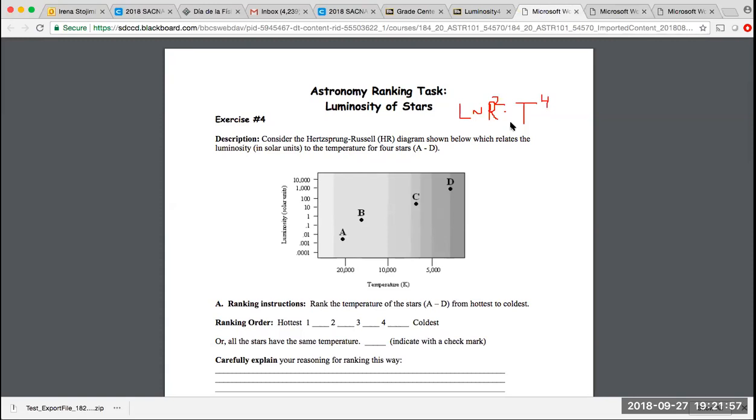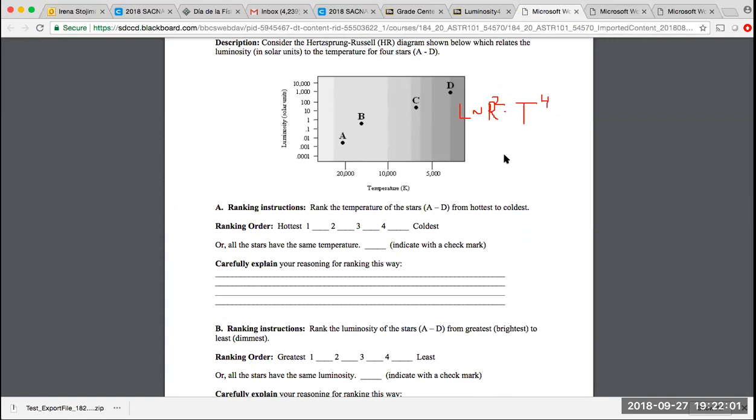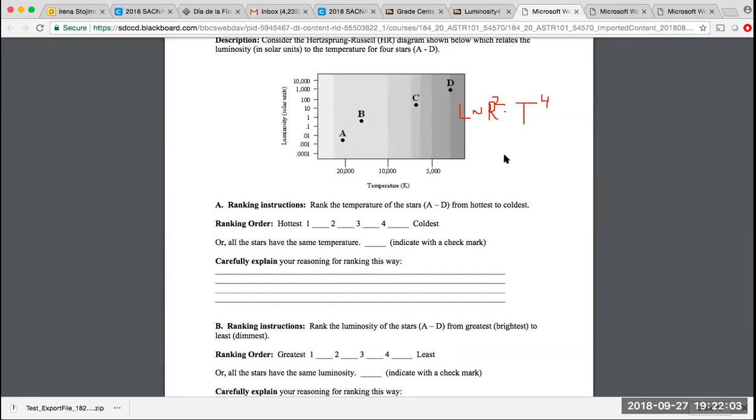So it's going to be A, B, C, D. Very good. And then luminosities? D, C, B, A. And then the sizes. Which one is the biggest? D, C, B, A. How do you know that? Because D has the highest luminosity but lowest temperature. Very good. That's it.